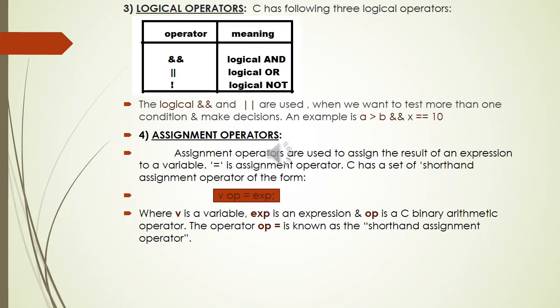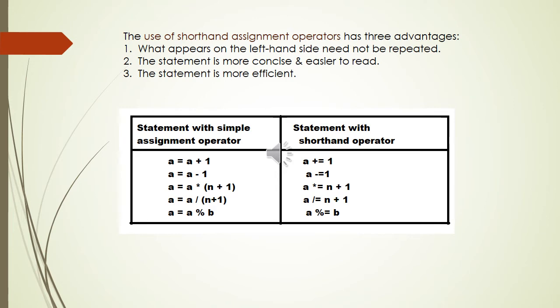The syntax is V OP = exp, where V is a variable, exp is an expression, and OP is a C binary arithmetic operator. The operator OP= is known as the shorthand assignment operator. The use of shorthand assignment operators has three advantages.